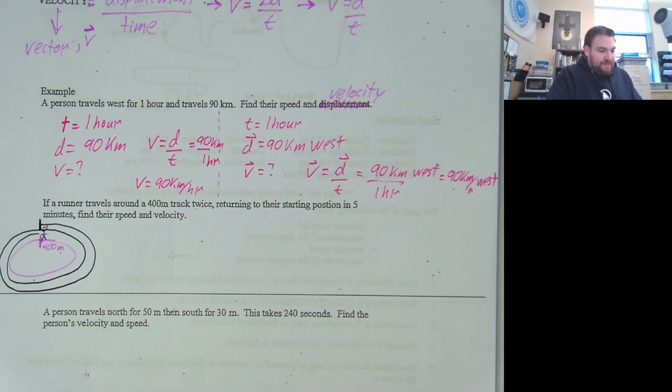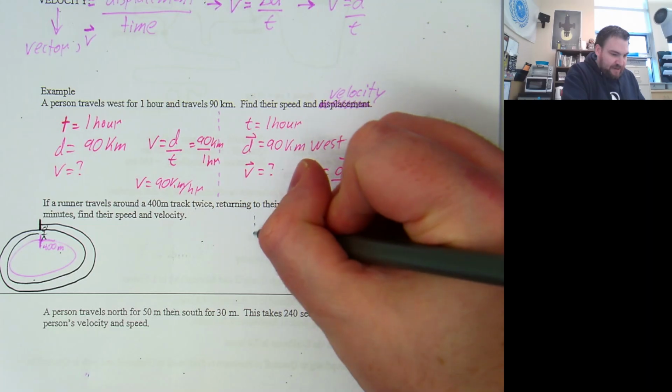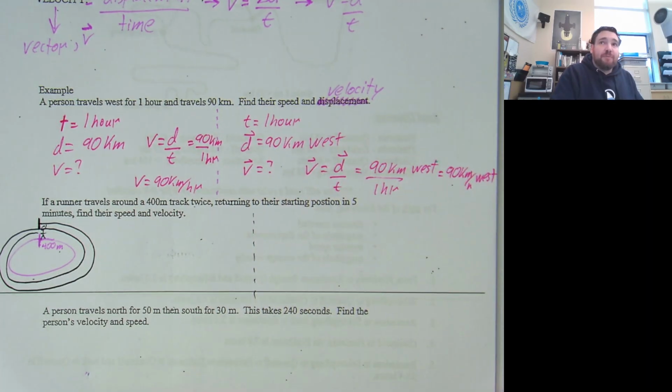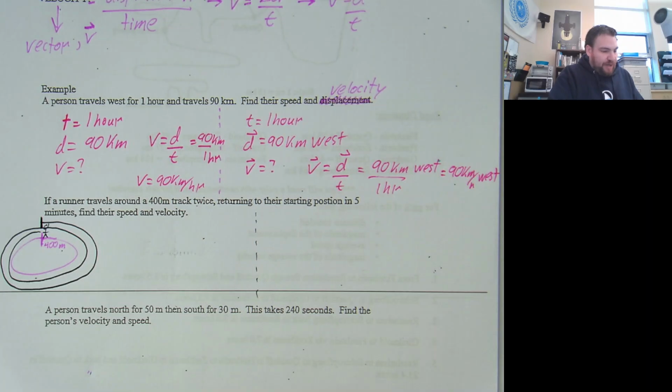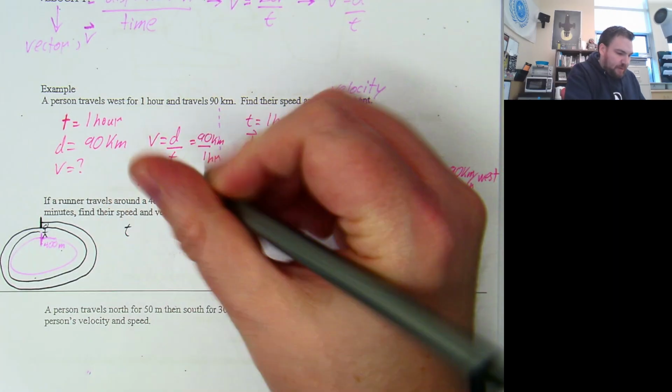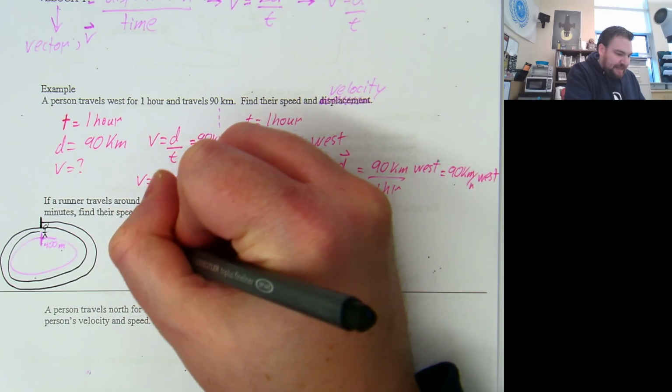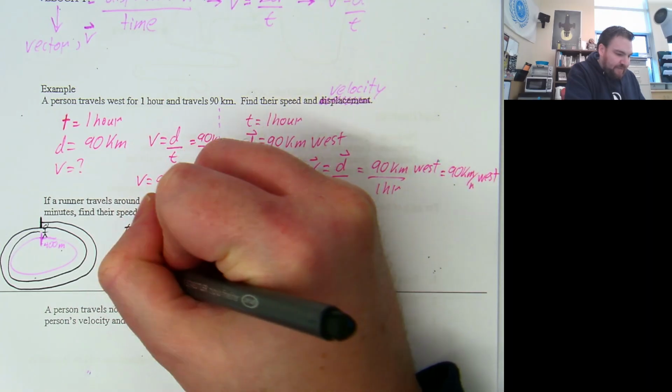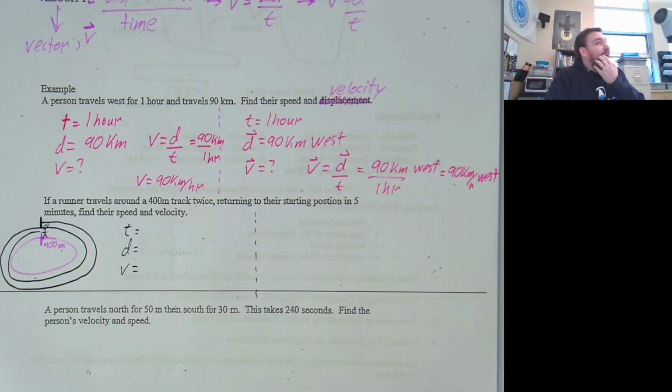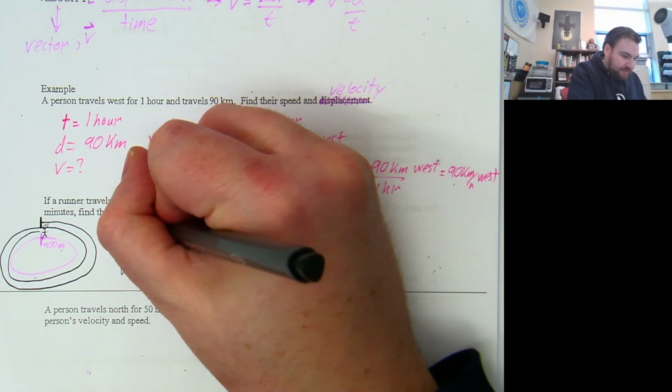So let's find their speed and velocity. I'm going to draw my dotted line down over here just to break up the space so I can work it out. And we're going to write out what we know. If I'm looking for speed, I need a time, I need a distance, and I want to find the speed. What's the time? 5 minutes.